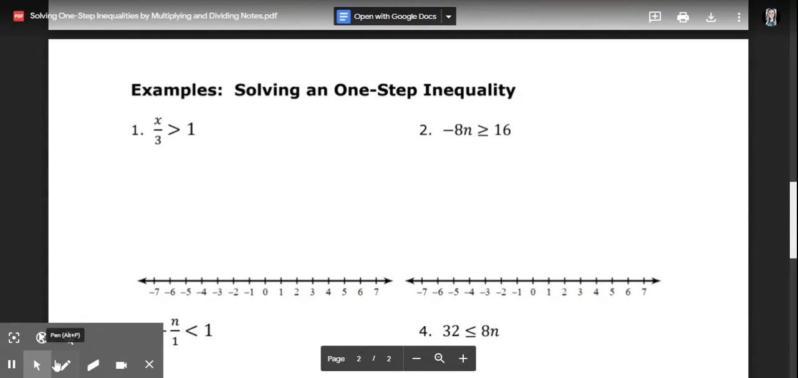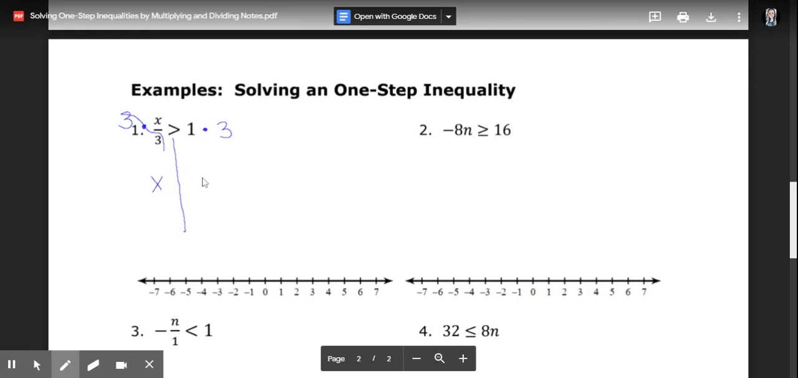Example 1, solving a one-step inequality. So problem number 1 says x over 3 is greater than 1. So to solve this inequality, I find my symbol and I draw my line down the middle, keep my two sides separate. In order to isolate the x, I need to undo this divide by 3. And the opposite of that is to multiply by 3. Make sure when you're multiplying, you use a dot to represent that multiplication. Do not use x. So on the left, the times 3 and the divide by 3, it all cancels out. And I just bring down the x.